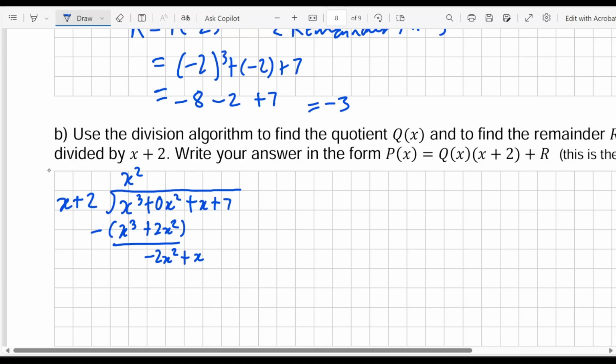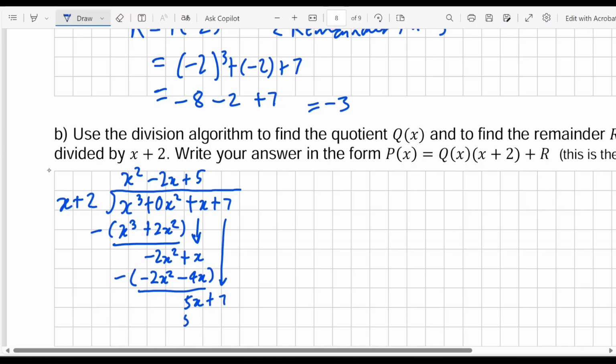So then we just got to rinse and repeat. Minus 2x is our next term. So if we do that, then we're going to get minus 2x squared there. And then we're going to get take 4x. x take minus 4x is positive 5x. Bring the 7 down, plus 7. So we're going to get plus 5 just there.